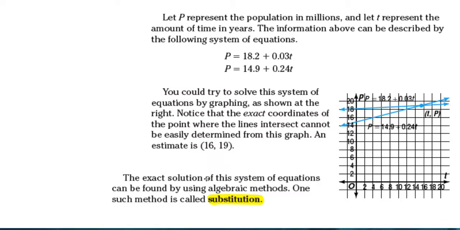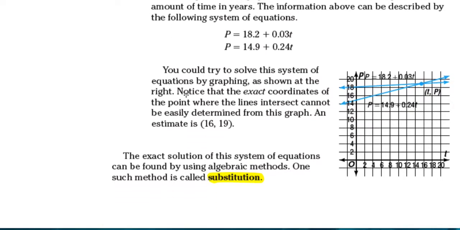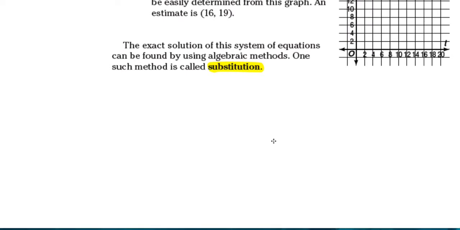The exact solution of this system of equations can be found by using other algebraic methods. One such method is called substitution. When you use the graphing method for solving a system of equations, it is not an exact method, because you are looking at the graph and sometimes you cannot decipher the point on that graph. But one way to exactly find the solution for that system is the substitution method.